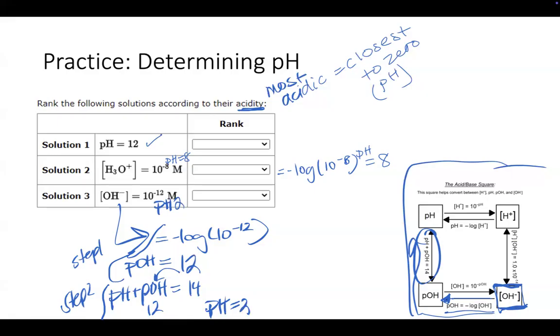We'll go back to red for this. All right, so the most acidic is whatever's closest to 0.